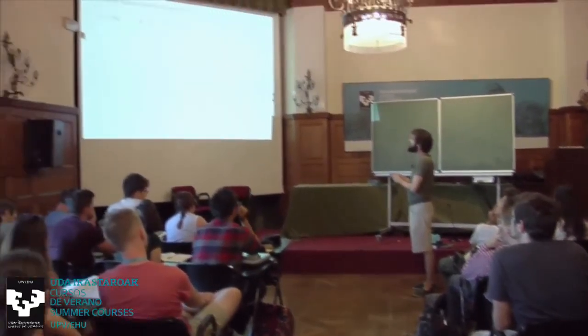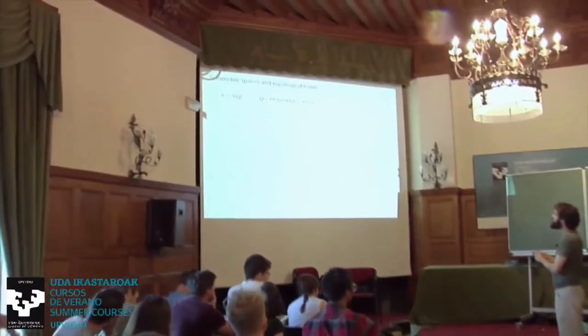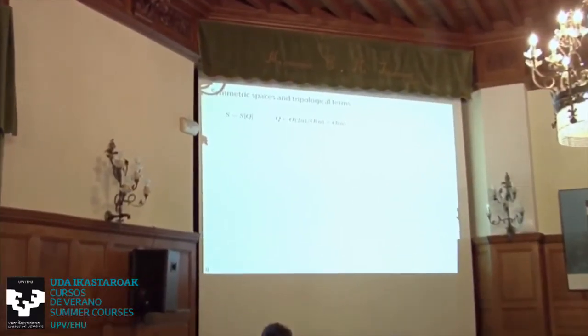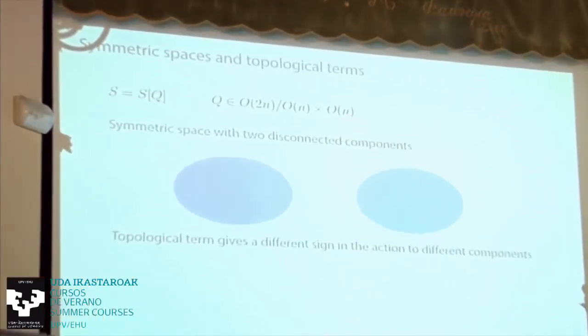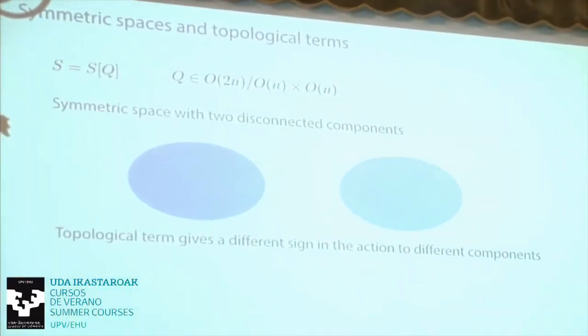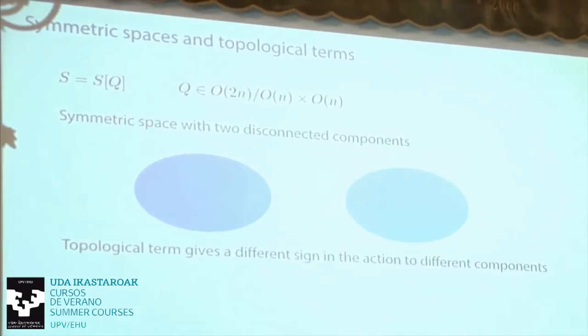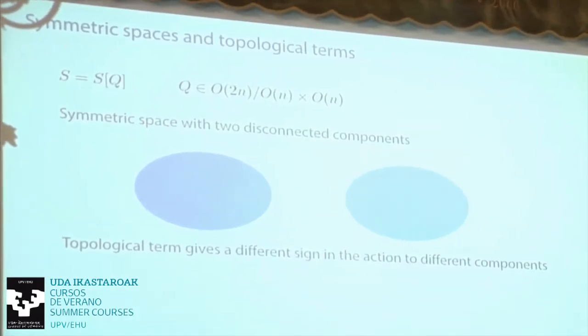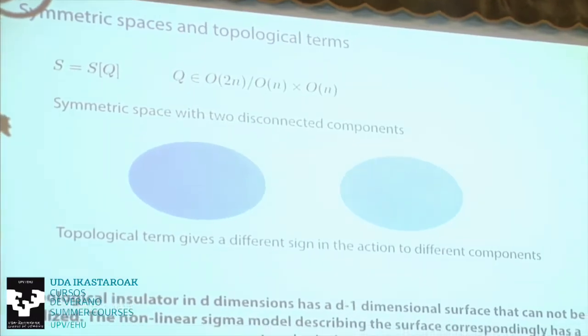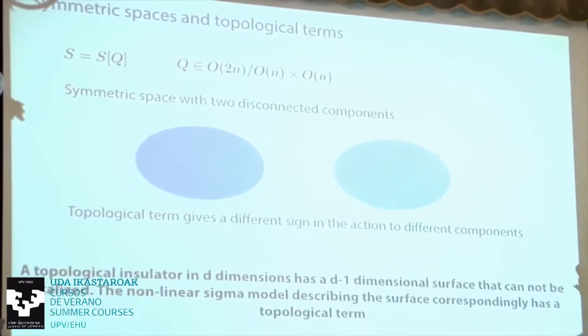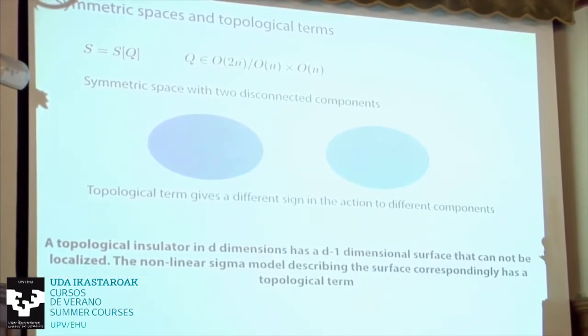So the field theory has this action which has some fields which live in some symmetric space. And that symmetric space maybe has some disconnected parts. And these topological terms just, in the simplest case, give a different sign to the fields that live in the different parts. And that protects things from localizing. It's not obvious that it protects it. I mean, if you didn't understand that statement, that doesn't matter.